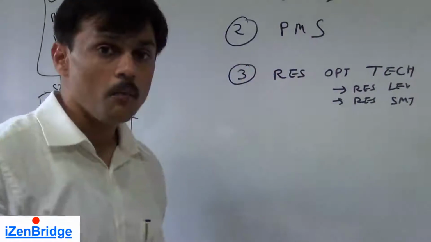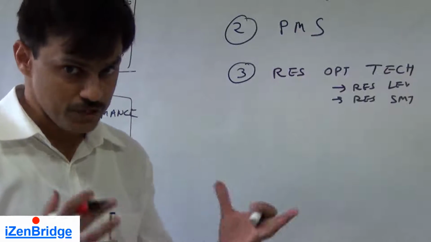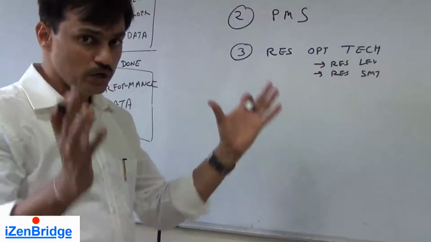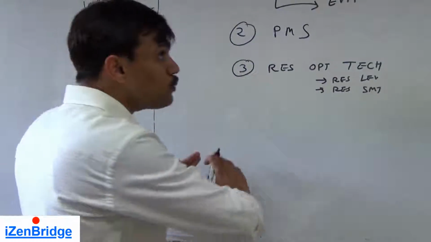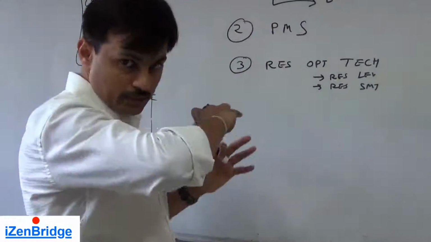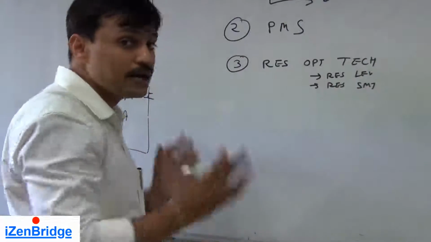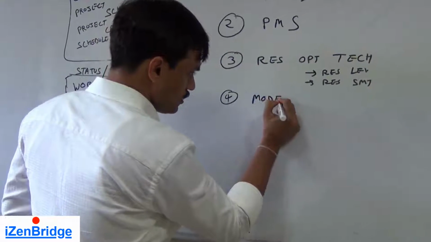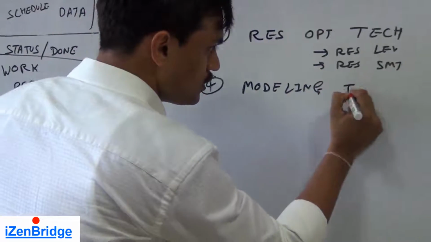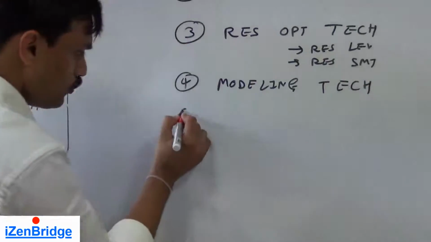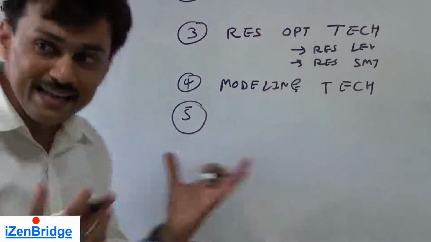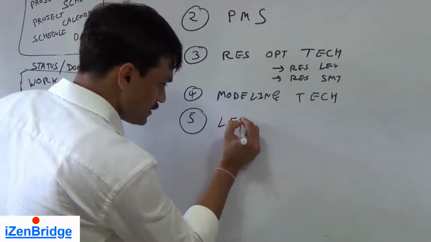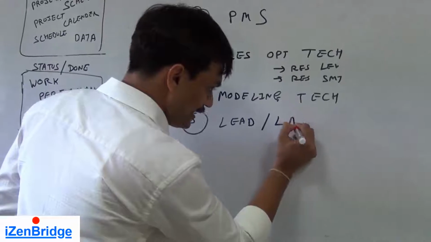We also use modeling techniques by which we do an alternative analysis or a what-if analysis, or we do a simulation. Why are we doing all this? Because we want to project the new schedule based on the current execution. So we may use modeling technique. We also use lead and lag, which we used in our previous process.